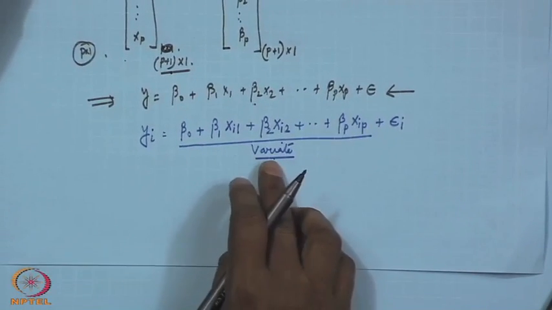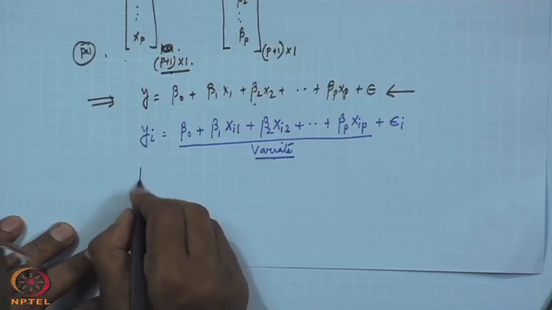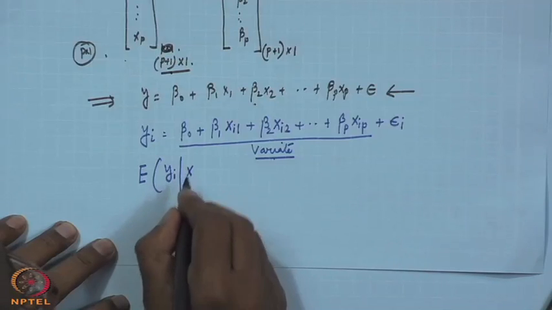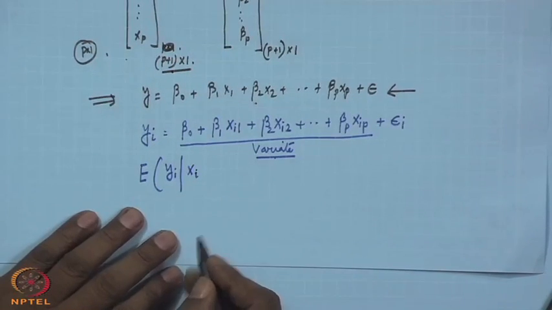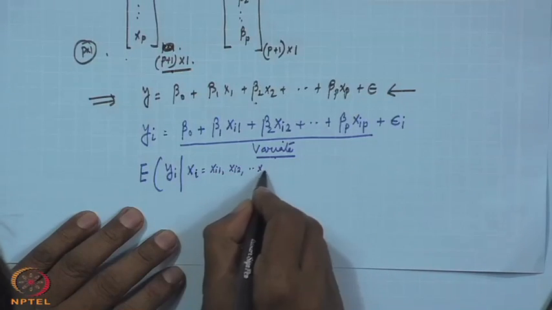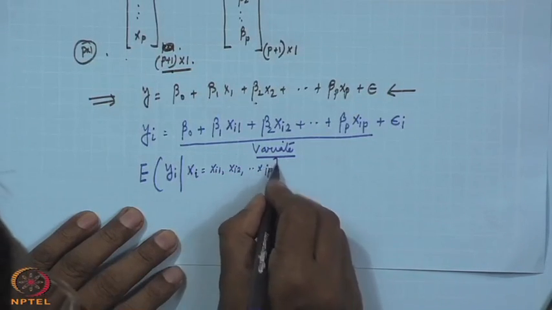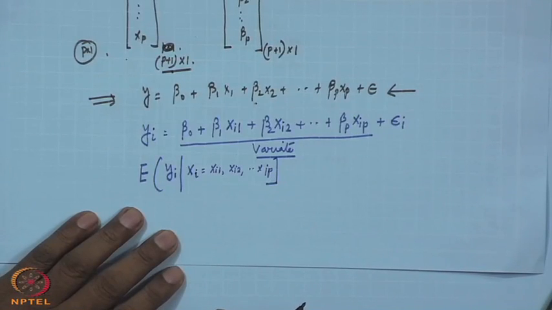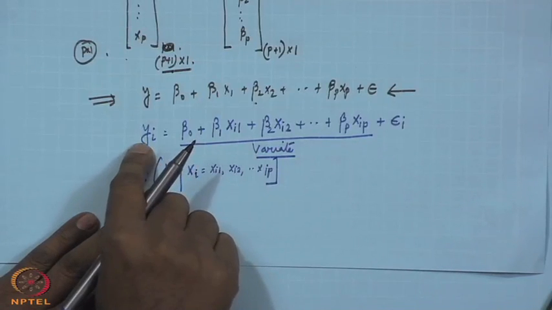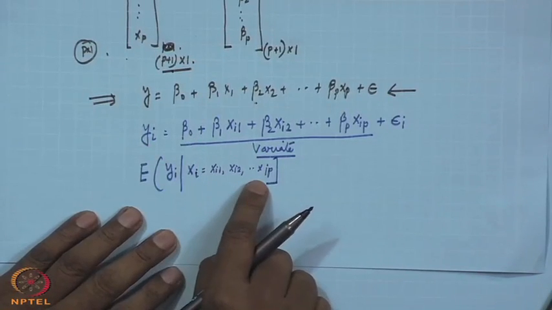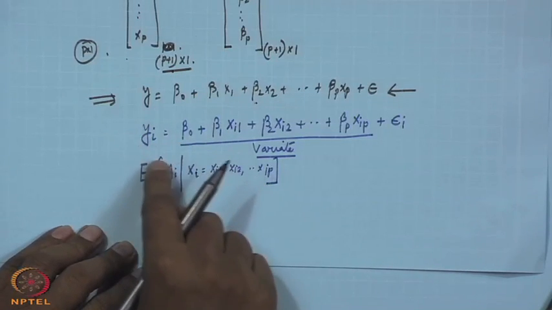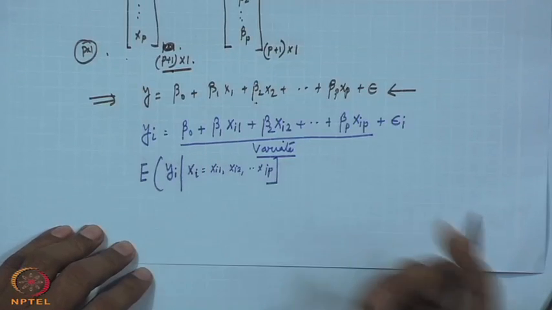In this case, this one represents the expected value of yi given xi. What is xi? Xi equals xi1, xi2, like this up to xip. Getting me? Without the error term, this is the expected value of yi. If I know the ith observation for the individual IVs, then what will be the value of yi, that is the predicted value.